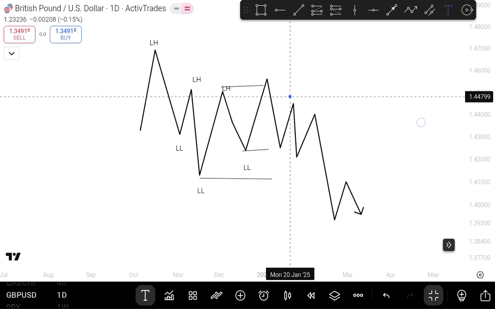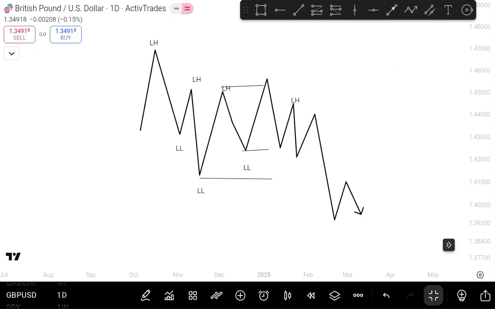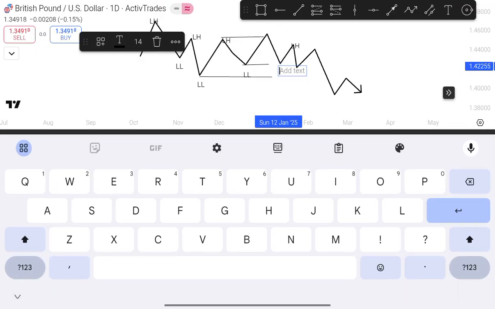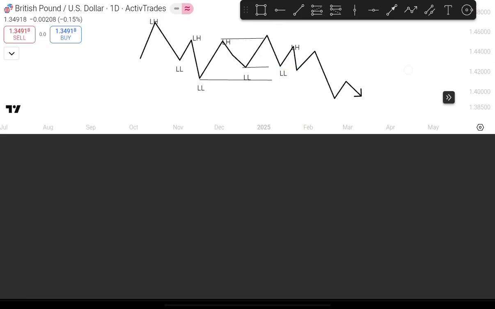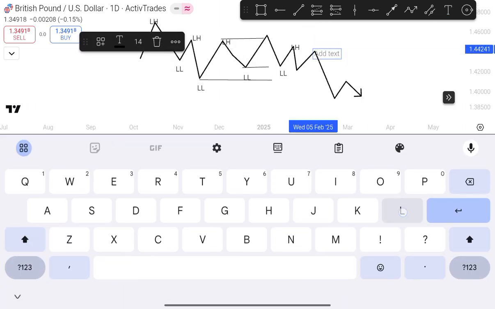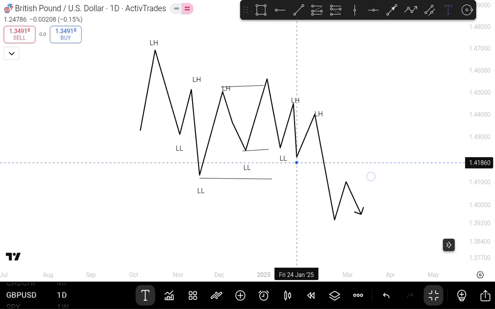It continues with its lower high, lower lows, lower high, lower high, lower lows.